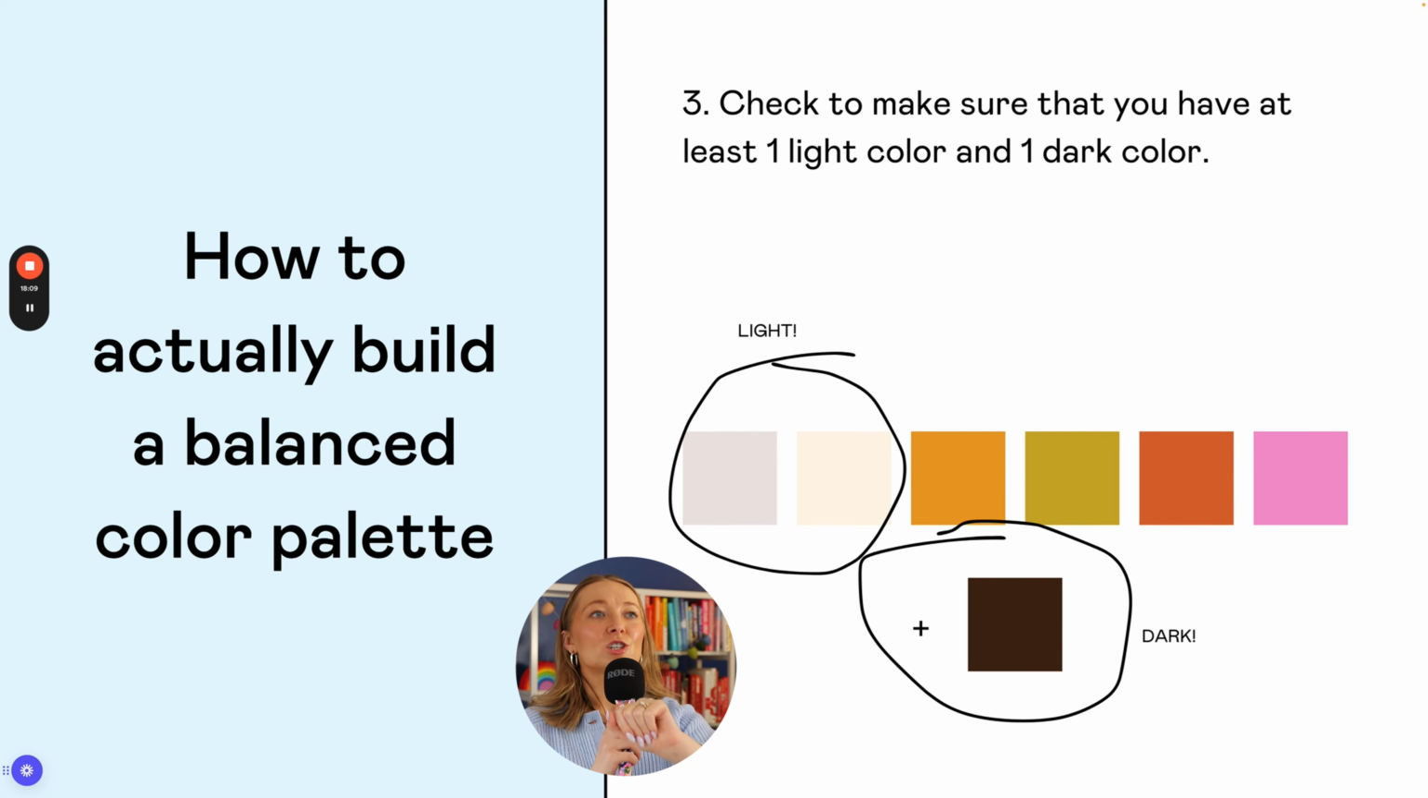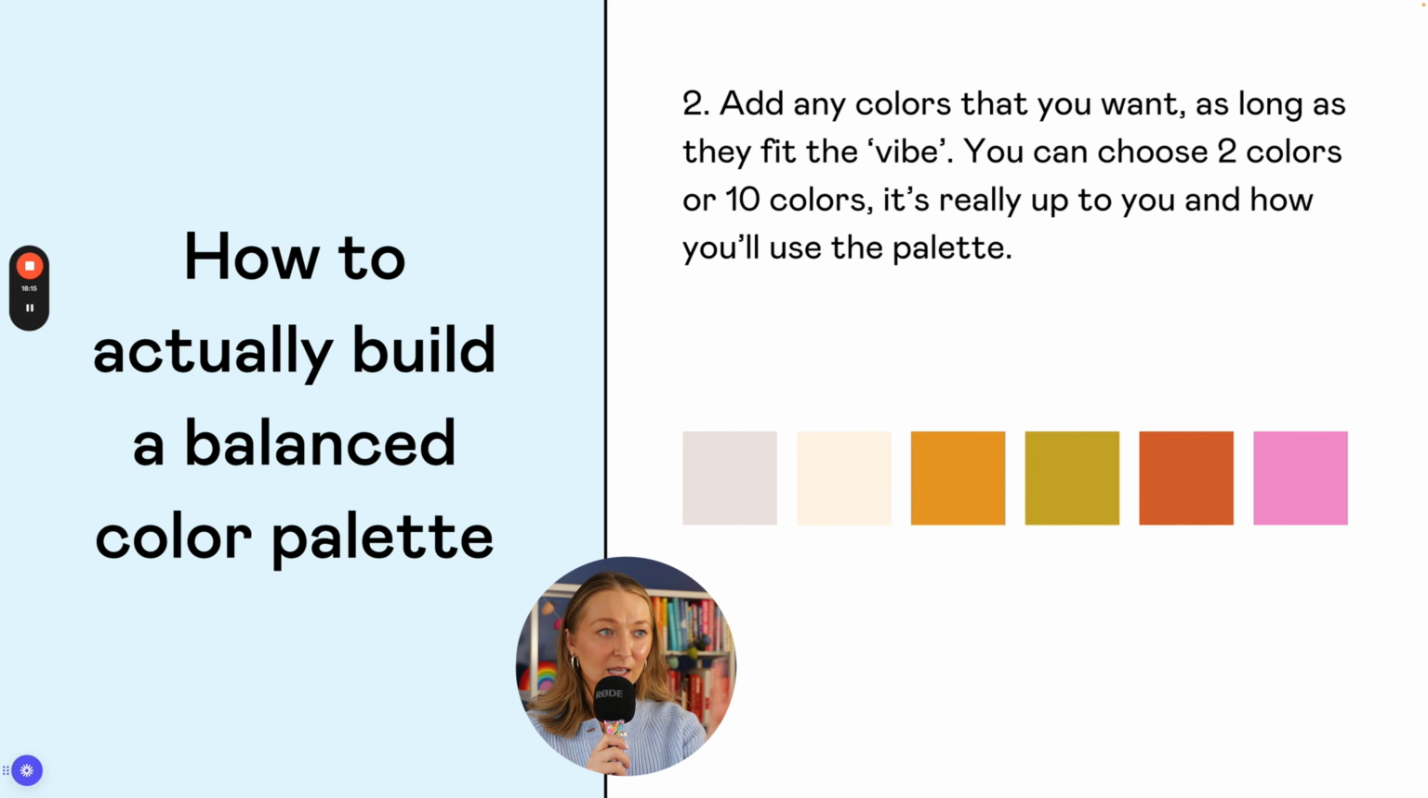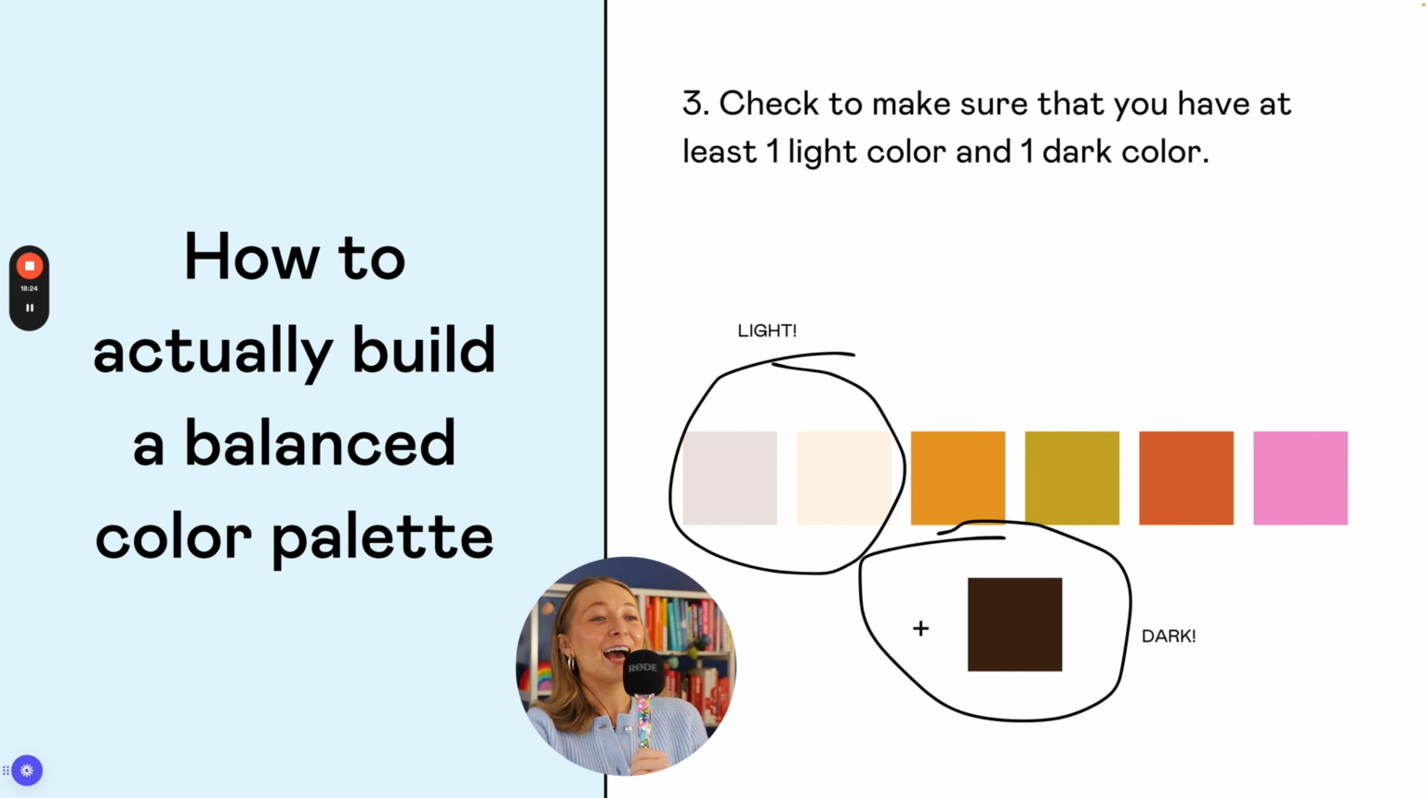Then you want to check to make sure that you have at least 1 light color and at least 1 dark color. So in my first go with this palette, I had a couple light colors over here on the left. I had a few options, but I had totally forgotten, well, I didn't really forget, but for purposes of this video, I had forgotten to add in a dark color. So I knew in step 3 that I had to check to make sure I had something light and something dark.